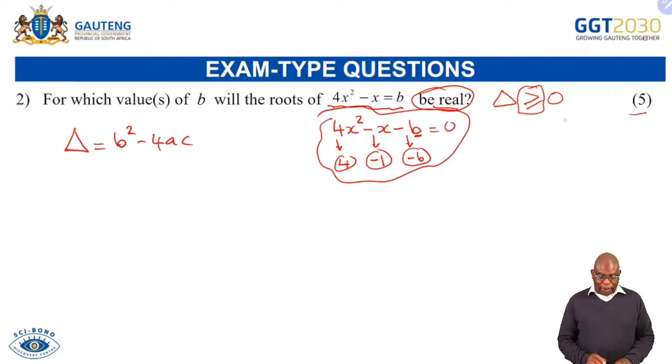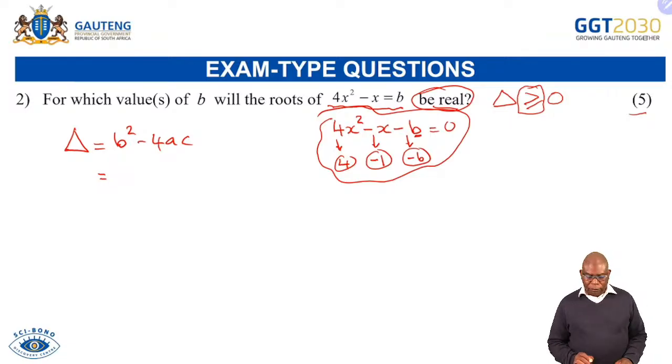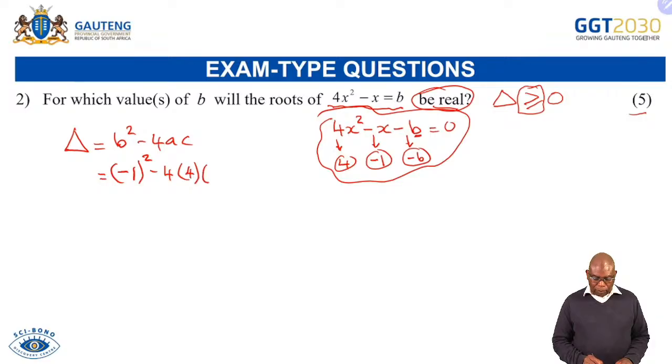Right. Now first I'm going to get my delta. The value of b will be -1, remember the brackets. Your a is going to be 4. My c is going to be -b. Then I'm going to add 1. Negative times negative is positive. 4 times 4 is 16, times b.